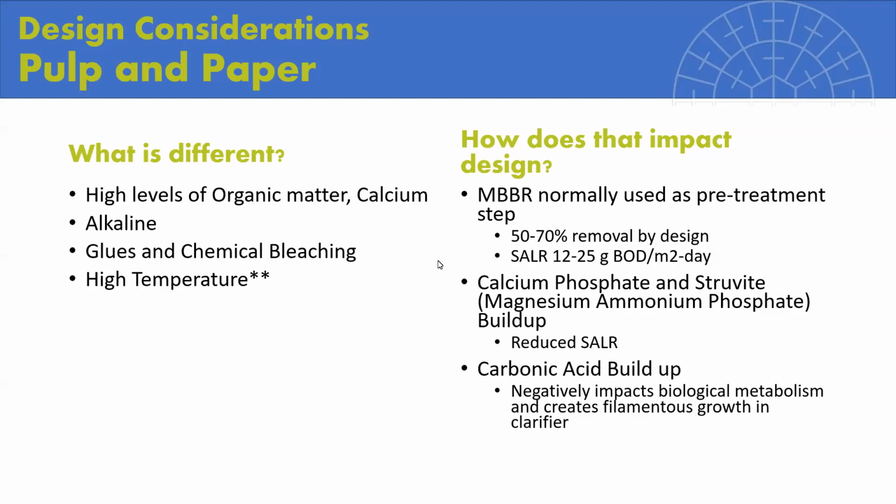So when used as a pre-treatment step, it's a slightly different design since we're only trying to achieve, let's say, a more minimum BOD reduction, say 50% to 70%. The surface area loading rate to the media can be increased. When we use it as the main biological step, however, we use a more conservative design, because in most pulp and paper plants there is a lot of calcium in the system. So there can be some inorganic fouling over time that we try to account for.